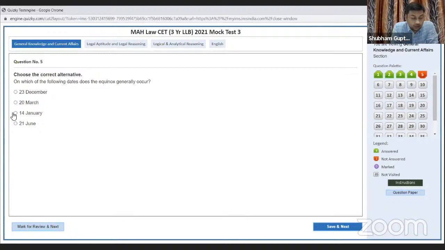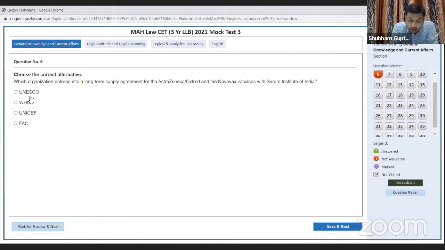Now, this question number 5. On which of the following dates does the equinox generally occur? What is equinox? So equinox is when the time of day and night become equal. So when the time of day and night become equal, what is that day? So can I say December and January could be ruled out because they fall in winter? They have shorter days and longer nights. And if I talk about June, June is a summer month. So again, it can be ruled out because it will have longer days, correct? So I would have marked March from it.